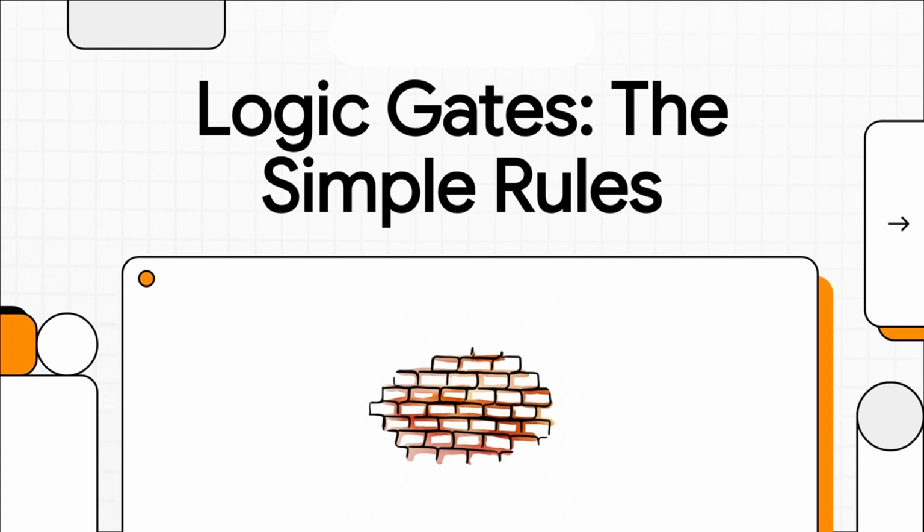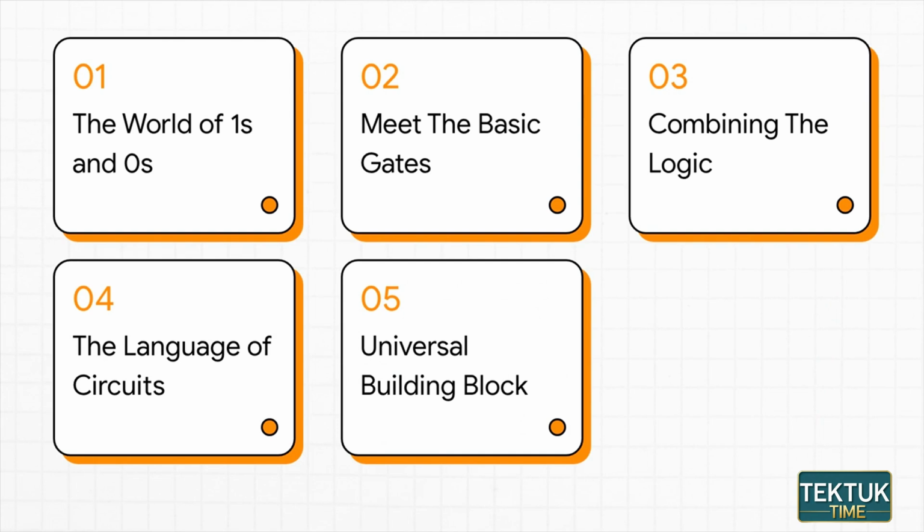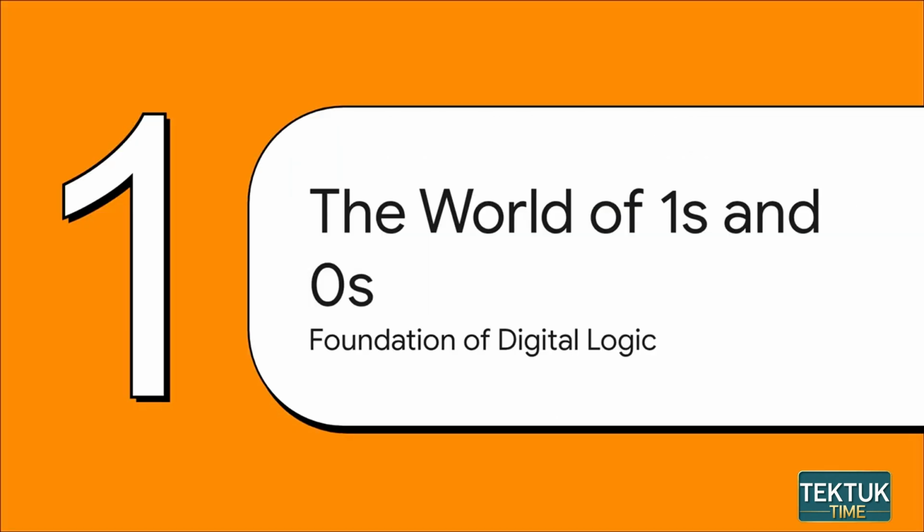Today, we're going to pull back that curtain and meet the tiny little decision makers that run our entire digital world: logic gates. So here's the game plan. We're going to start at the very beginning with the world of ones and zeros. Then we'll meet the basic toolkit, the fundamental gates. After that, we'll see how you can combine them to get some real power, learn the simple language circuits speak, and then we'll finish up with a concept that is, frankly, mind-blowing: the one gate that can build literally everything else.